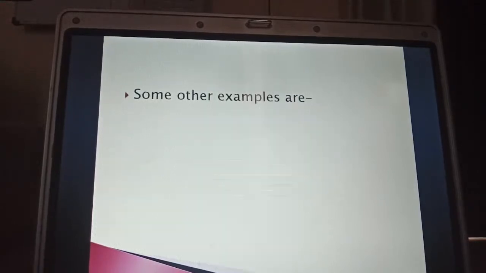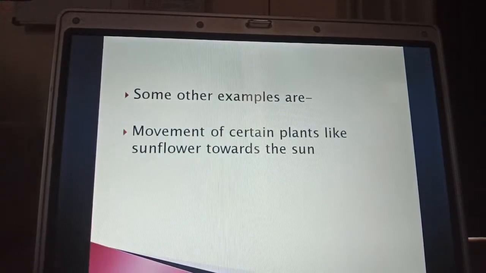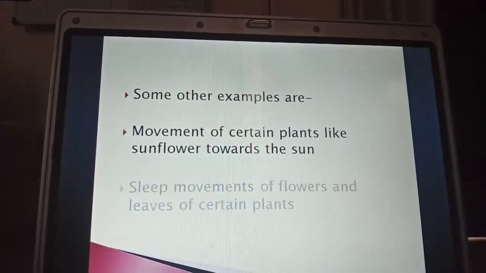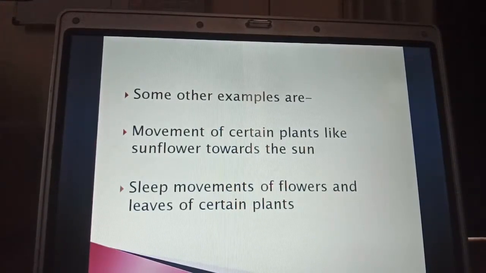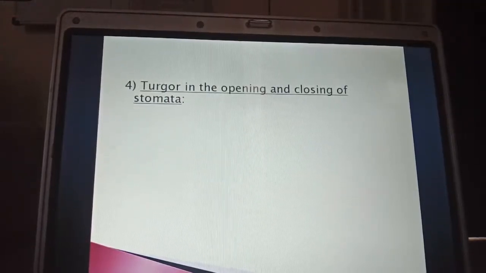Let us see some other examples. Movement of certain plants like the sunflower towards the sun. Sleep movements of flowers and leaves of certain plants. Turgor movement in the opening and closing of stomata.